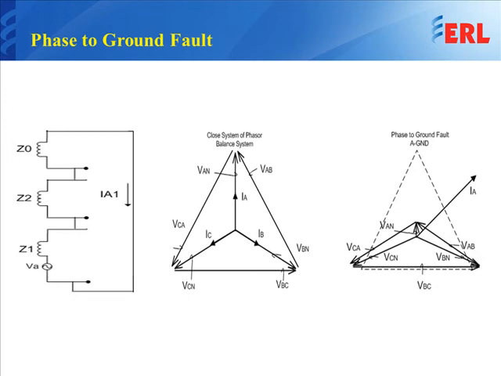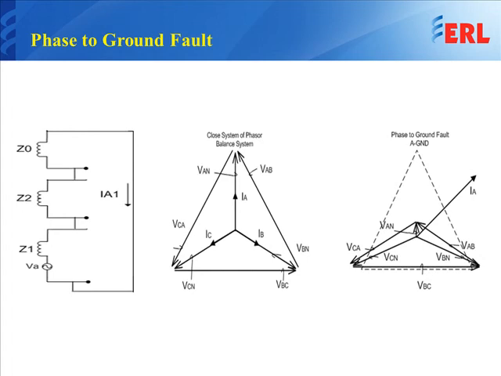Now, for a phase to ground fault, we could see the vector behavior there on the middle and right graphs. During balanced conditions, all vectors are 120 degrees apart. However, during a phase to ground fault, all our vectors have changed. Now, this seems to be an A to ground fault.